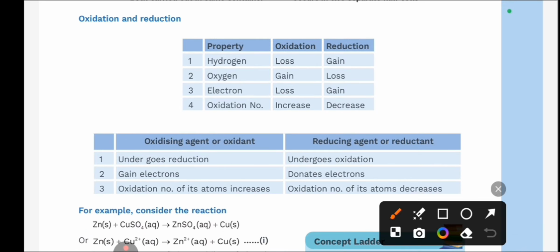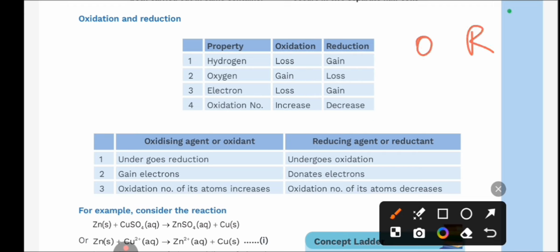So you can see here the difference between oxidation and reduction. In oxidation, loss of hydrogen takes place, but gain of hydrogen takes place in reduction. In oxidation, as the name suggests, gain of oxygen takes place, but in reduction, loss of oxygen. In oxidation, loss of electrons takes place; in reduction, gain of electrons. In oxidation, increase in positive charge; in reduction, decrease in positive charge. So these are the differences. You can learn very easily.